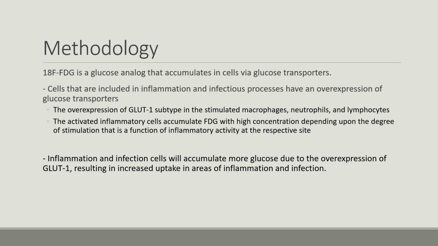So the methodology for infection imaging with FDG. FDG is a glucose analog that accumulates in cells via glucose transporters. Cells that are involved in inflammation and infection processes have an overexpression of glucose transporters, the GLUT1 subtype, in the stimulated macrophages, neutrophils, and lymphocytes. The activated inflammatory cells accumulate FDG with high concentration depending upon the degree of stimulation, that is a function of inflammatory activity at the respective site.